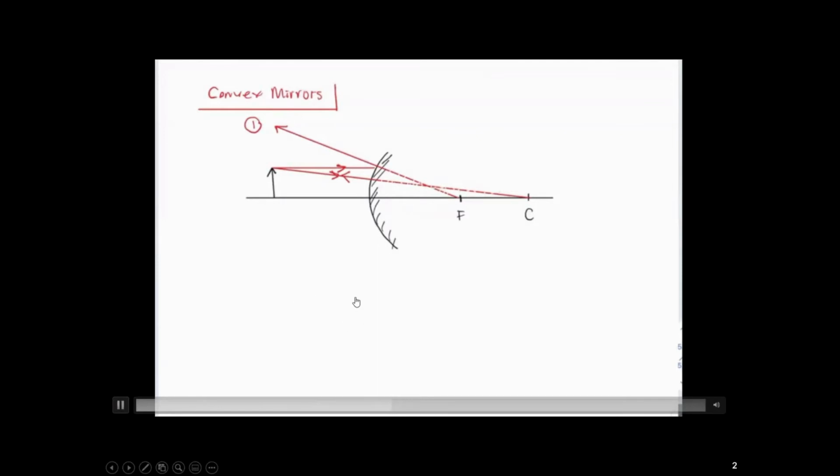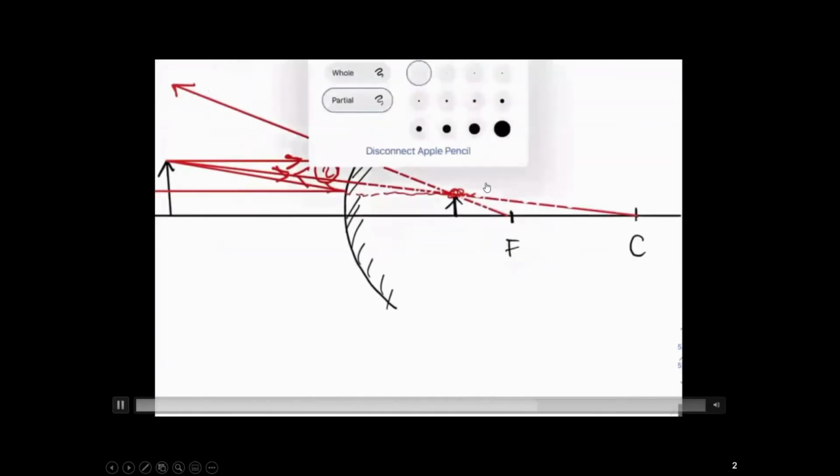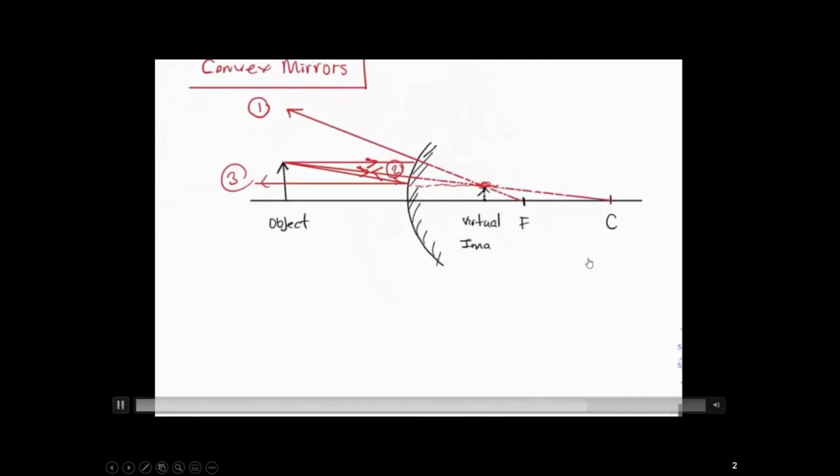So let's use rule number 3, one more rule. A ray which is directed towards the focal point, upon reflection, is going to go parallel to the optical axis. So what we need to do is extend the reflected ray into the virtual space. So we end up getting the point of convergence right there.